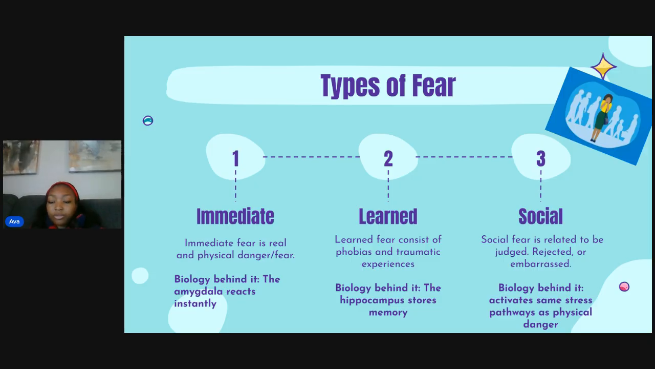And social fear. Social fear is related to being judged, rejected, or embarrassed. The biology behind it activates the same stress pathways as physical danger.